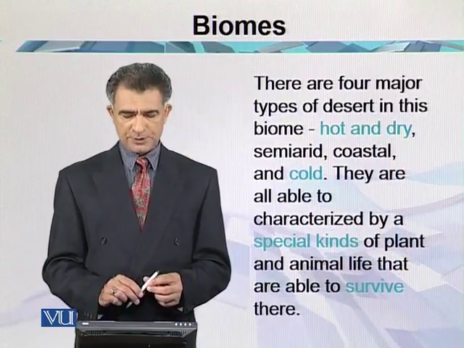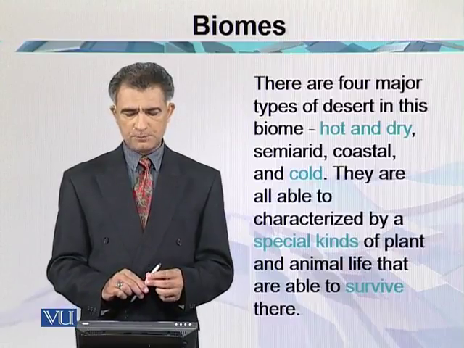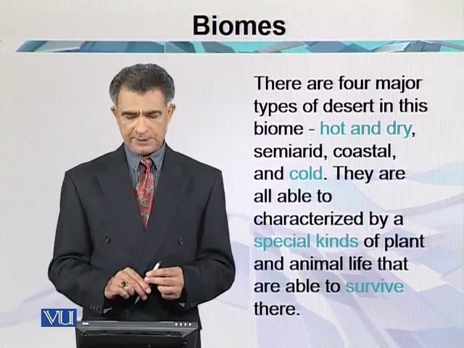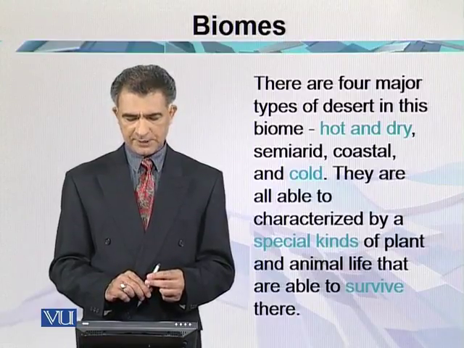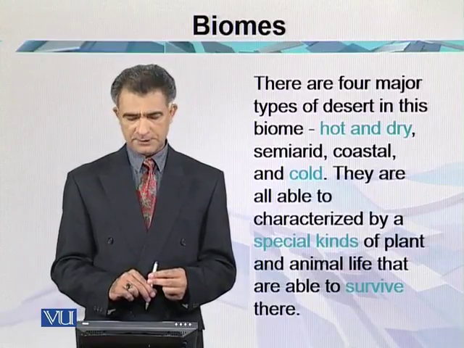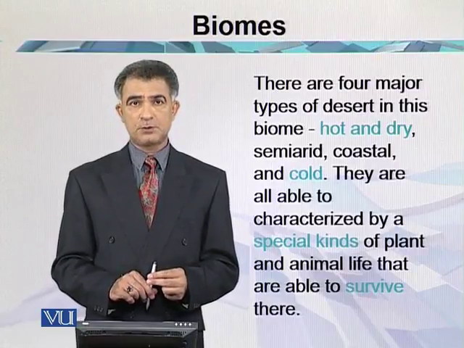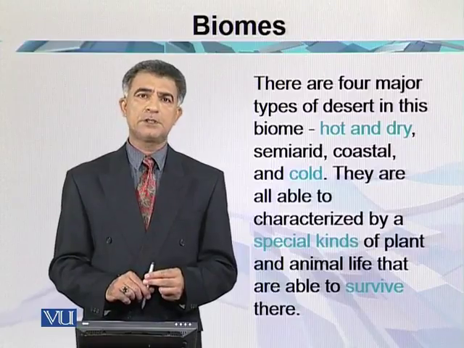So there are four major types of desert in this biome: hot and dry, semi-arid, coastal and cold. They are all characterized by a special kind of plant and animal life that is able to survive there. So here we have the distribution of the desert biomes.